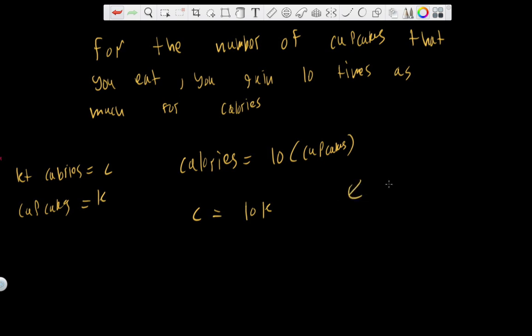So let's say we eat 15 cupcakes. Like, we're really hungry, we eat 15 cupcakes. So we can determine how many calories we're going to gain by plugging it in. So we get c is equal to 10 times 15, which is 150 calories. Again, this is probably not accurate. I'm sure you'll gain much more than that. But again, we're setting up equations from basically a sentence that we're given.